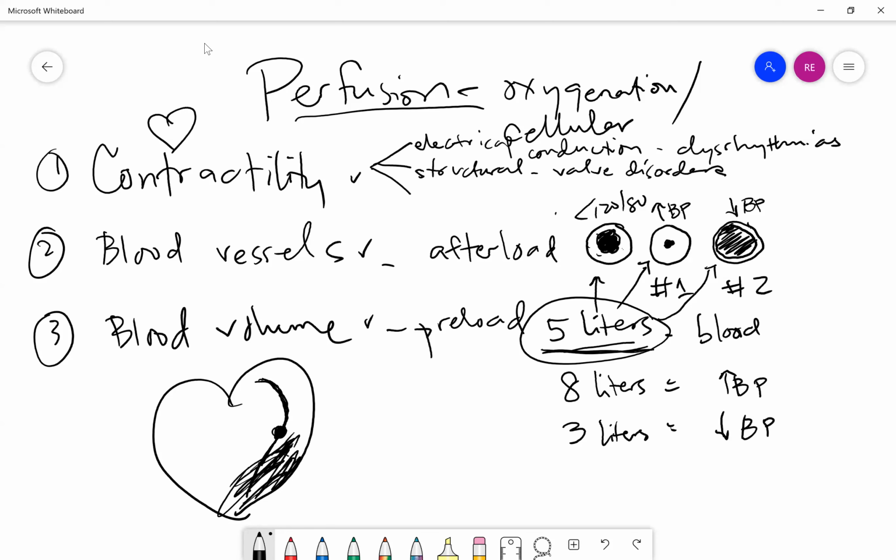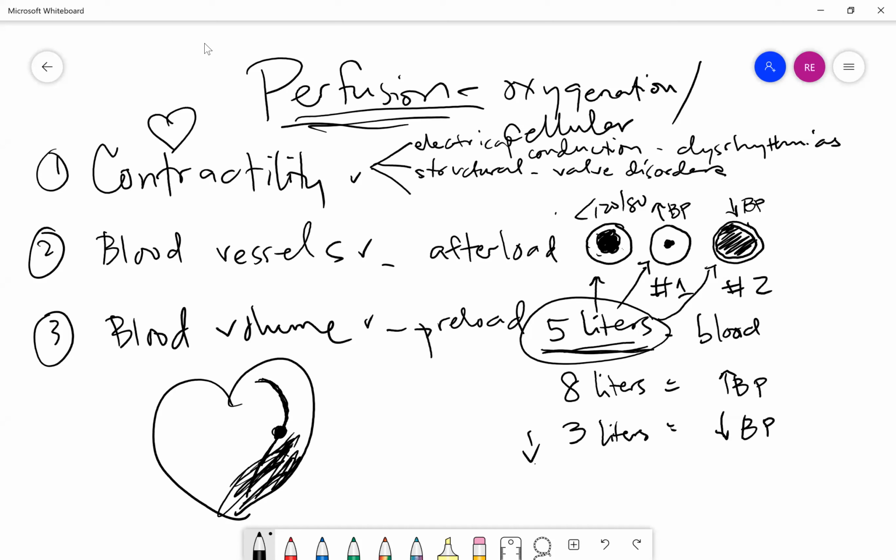So therefore, in a patient with heart failure, what do we do with the preload in order to help maintain perfusion, to maintain cardiac output? Do we increase or do we decrease preload? Decrease. We decrease preload.